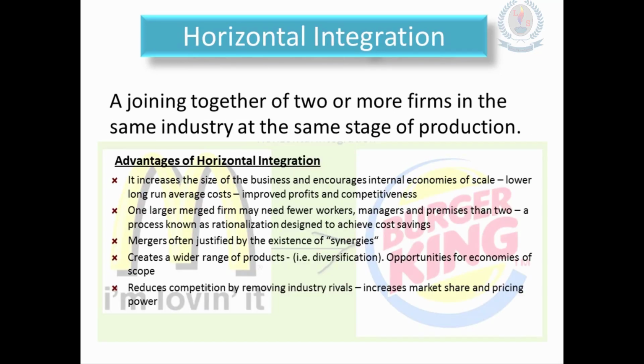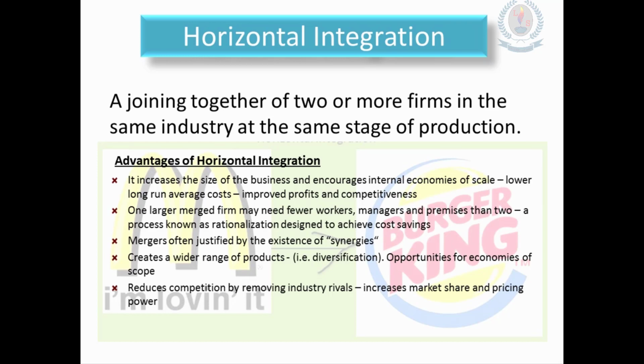Okay, here we are going to talk about horizontal integration. A joining together of two or more firms in the same industry at the same stage of production. It means where a person expands into a field of selling that is similar to the one they are already in, getting rid of the competition, so to speak.